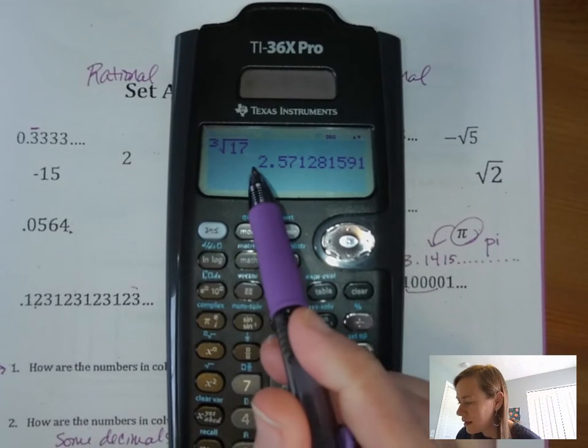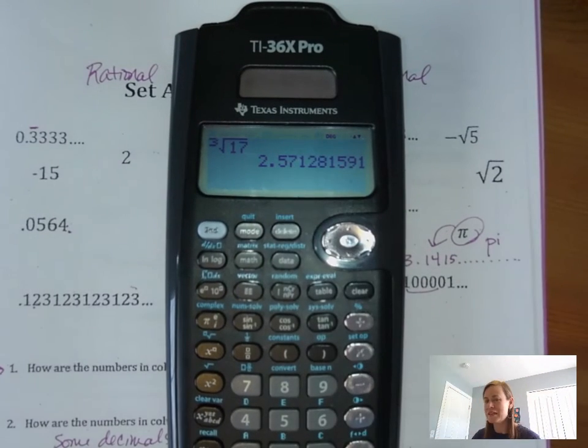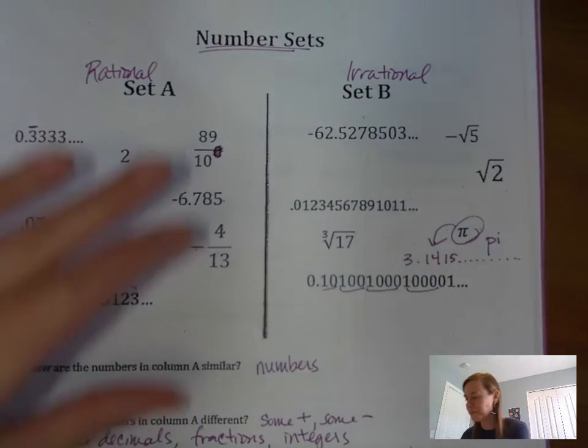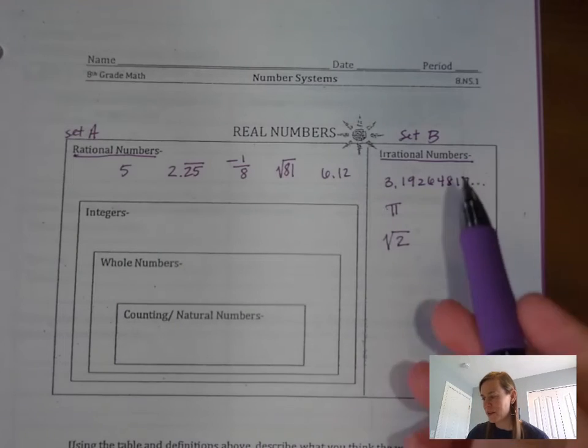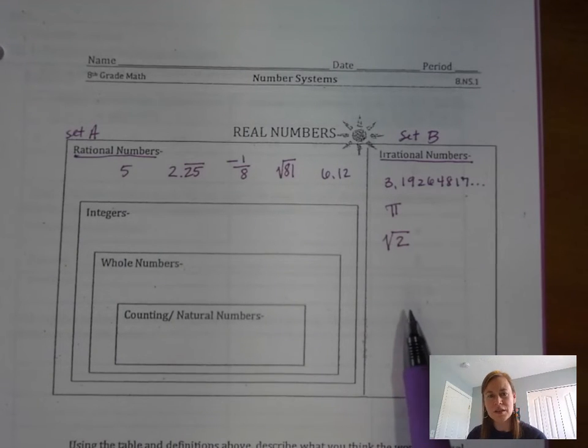And again, it's going to be nice and long, going all the way to the end of the screen, and it's not repeating, so we know that's irrational. Okay, so those are some irrational numbers.